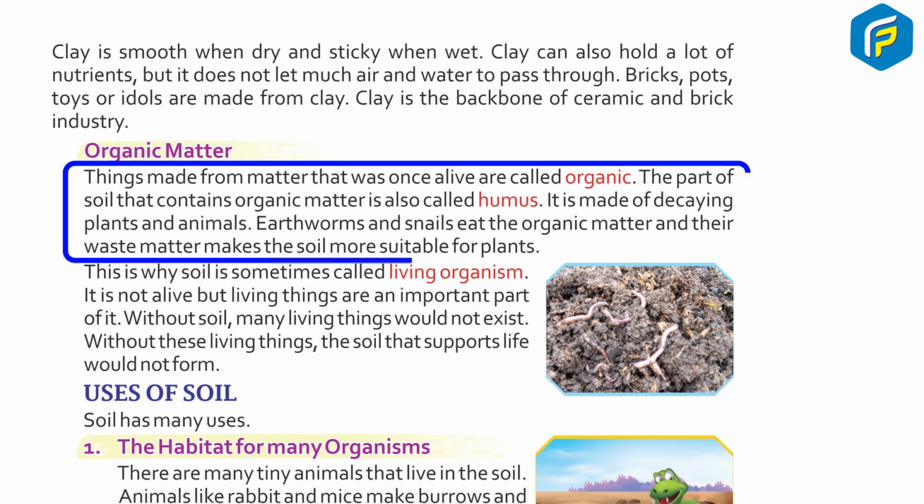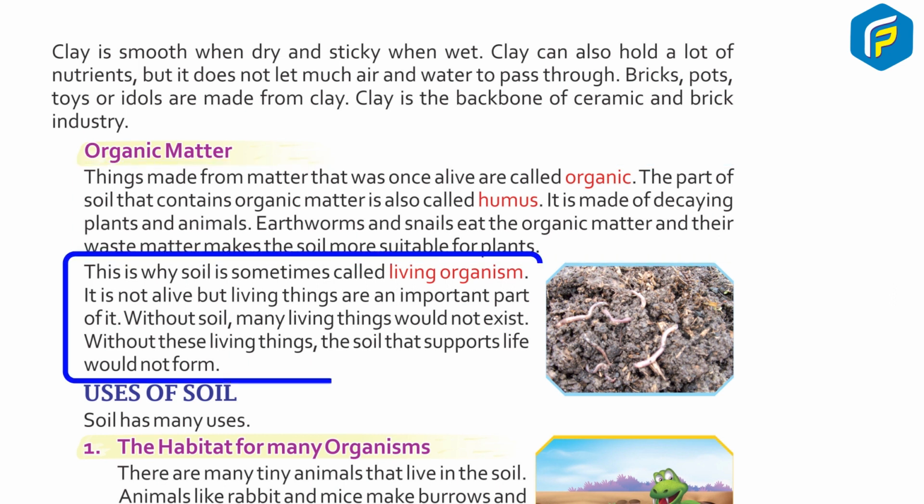Organic matter. Things made from matter that was once alive are called organic. The part of soil that consists of organic matter is called humus. It is made of decaying plants and animals. Earthworms and snails eat the organic matter and their waste makes the soil more suitable for plants. This is why soil is sometimes called a living organism. It is not alive, but living things are an important part of it. Without soil, many living things would not exist. Without these living things, the soil that supports life would not form.